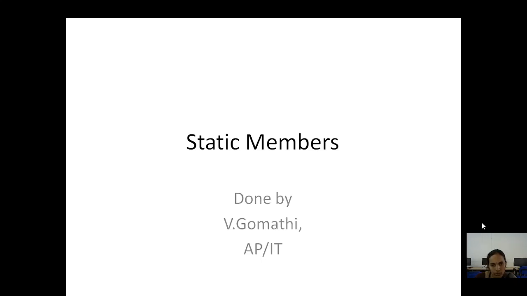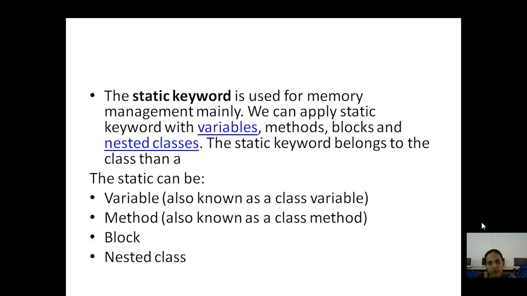Now I am going to take the topic static members. So let us start the concept of static. The static keyword is mainly used for memory management. That means once we declare the variable as static, the memory is allocated only once for the whole program and shared by all the objects. We can apply the static keyword before variables, methods, nested classes and blocks.